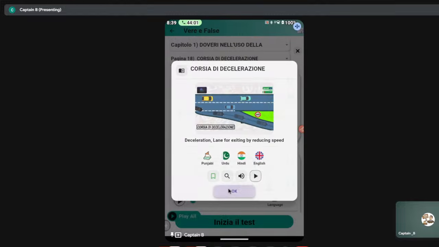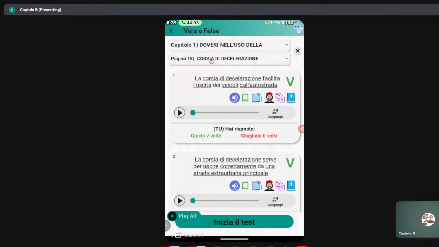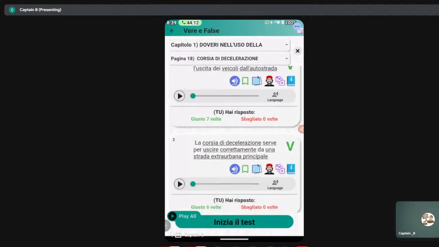All right. Now, in this corsia, you cannot park, you cannot stop, you cannot overtake. Right? Good. Have that in your mind. You cannot overtake here.